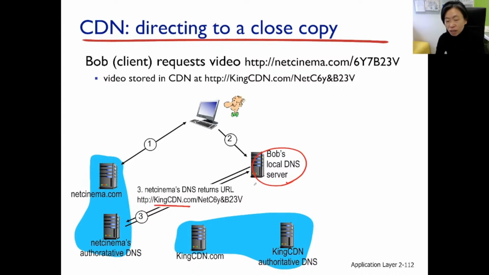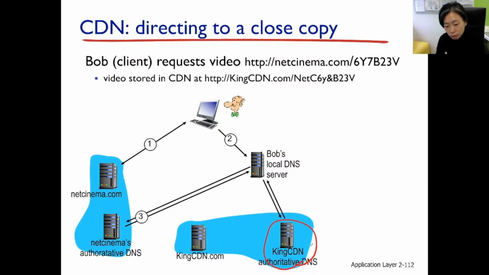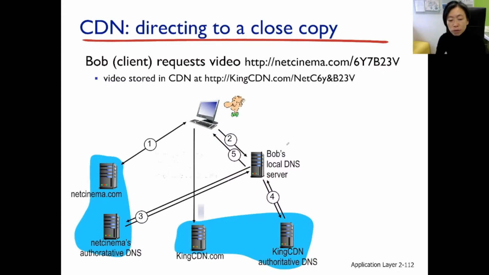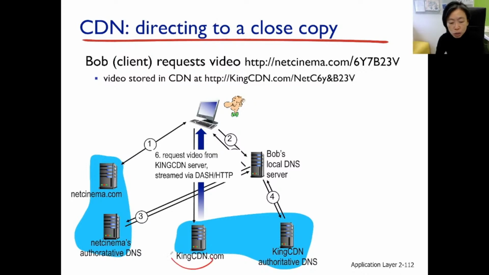Okay. At this point, Bob's local DNS then resolves this new name instead. Okay. And so it checks the cache, checks with the TLD server, and eventually reaches the King CDN's authoritative DNS server. That query goes, and finally King CDN's authoritative DNS server will return the IP address of kingcdn.com. Okay, so the IP address of this host is acquired, and step 5 sends that IP address back to Bob's web browser. From there, Bob's browser can fetch the video from the actual location of the video. Right? So this is redirecting the client to the copy through the DNS service.